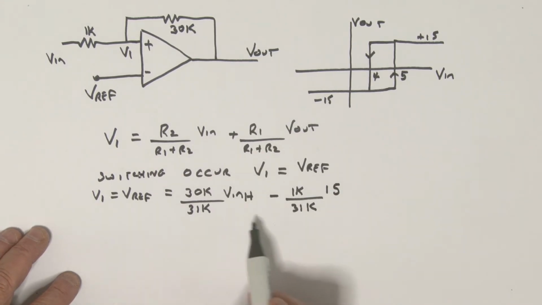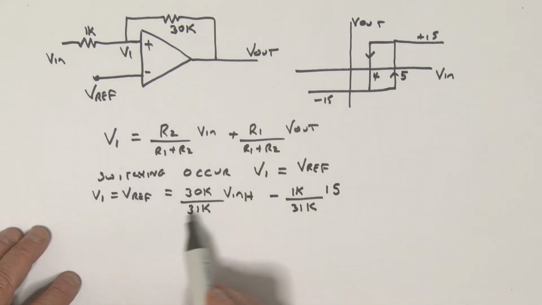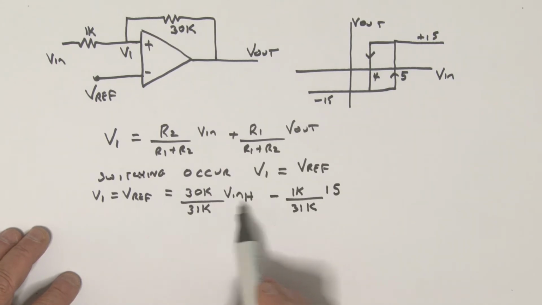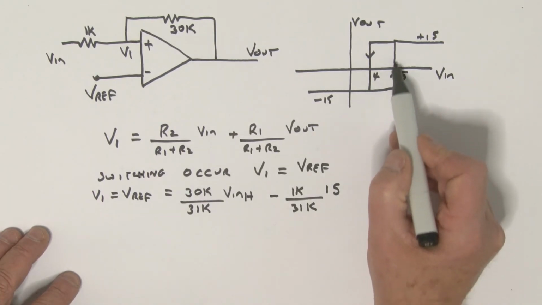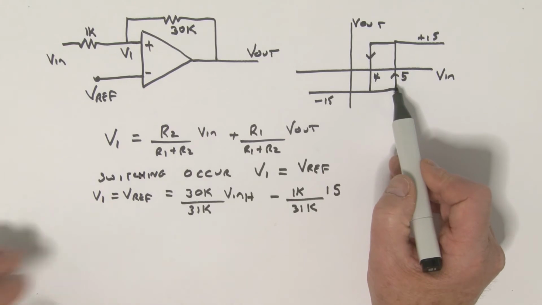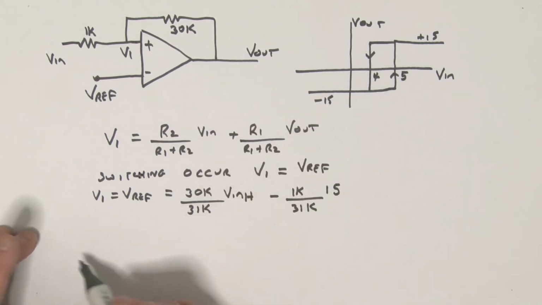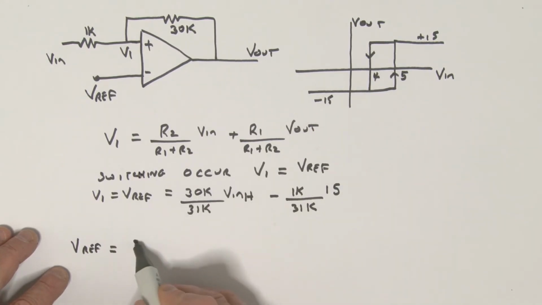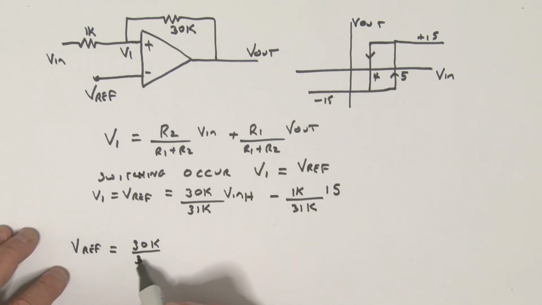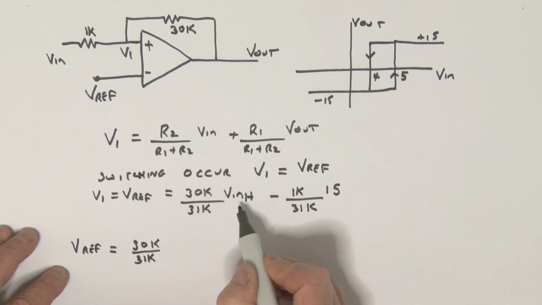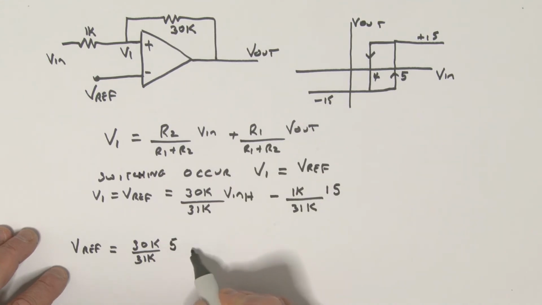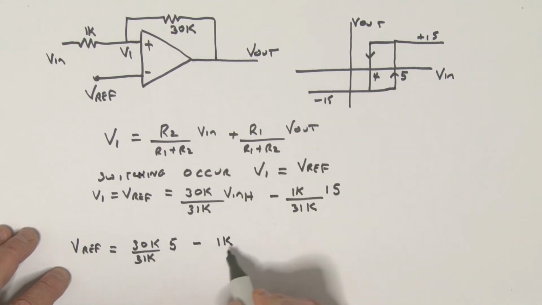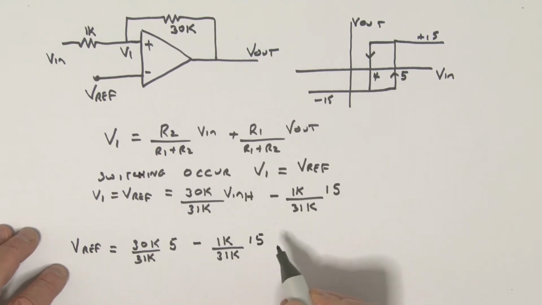Do we have everything in this equation? Well, we really do. We're going to solve for V reference. We know V in H is 5 volts, as part of the specification. So V reference is equal to 30K divided by 31K times V in H, which is the 5 volts, minus 1K divided by 31K times 15.